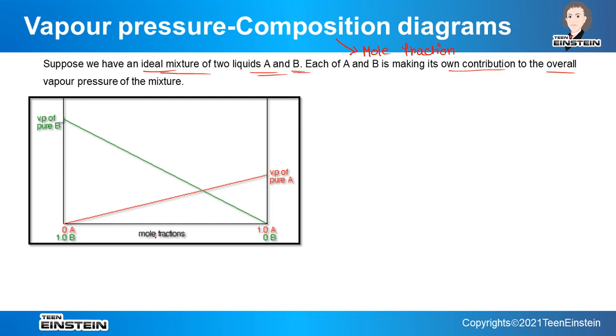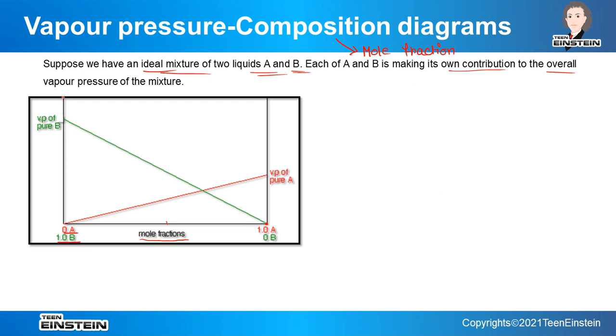Here on the x-axis we have mole fraction. If we look at the left hand side, here we have 0 A and 1 B. That means at this point there is no component A, only component B, and in the right extreme we have only component A and 0 B. If I choose any point, suppose somewhere here, it will mean that 50% A and 50% B is present, but these are the two extremes.